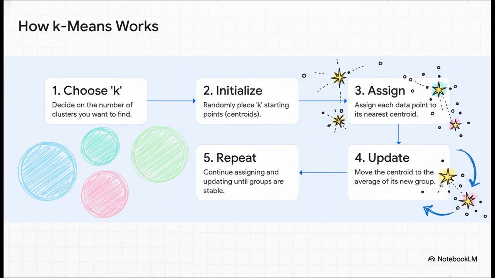First, you pick your k. Let's say we want 3 groups. The machine then just randomly drops 3 starting points, we call them centroids, right into your data. Then step 2, every single data point gets assigned to whichever centroid is closest to it. After that, the centroids themselves move to the new center of their freshly formed group. And you just repeat. Assign, update, assign, update. You keep doing that over and over until the groups just stop changing and everything is stable.